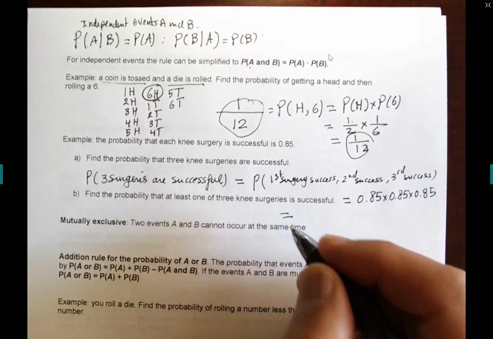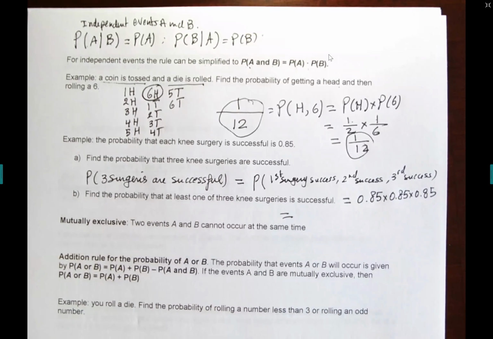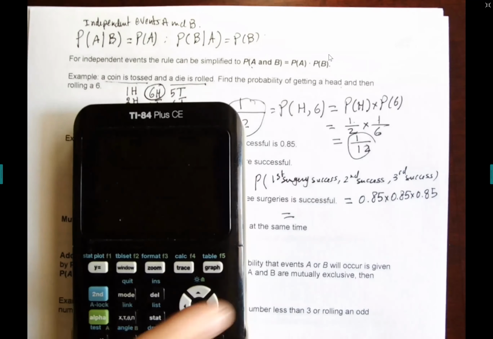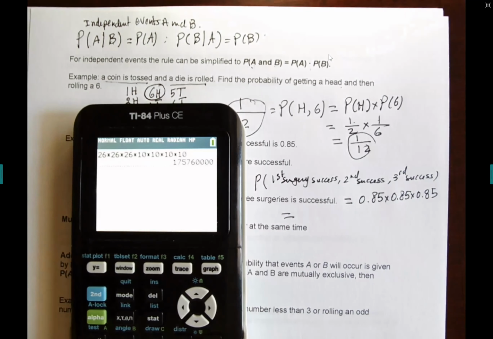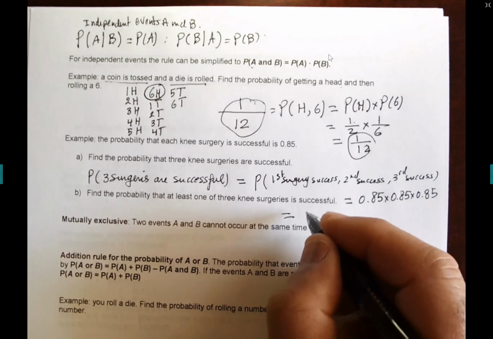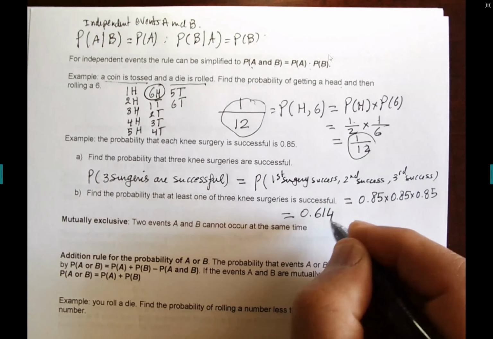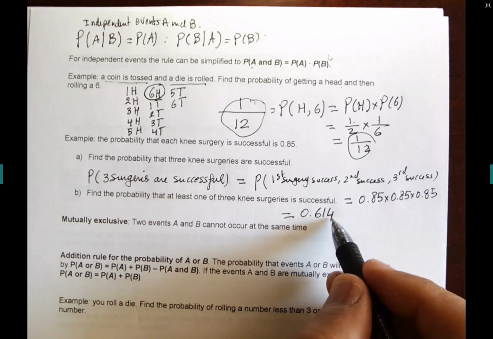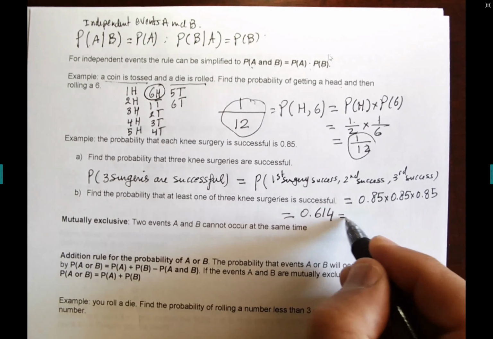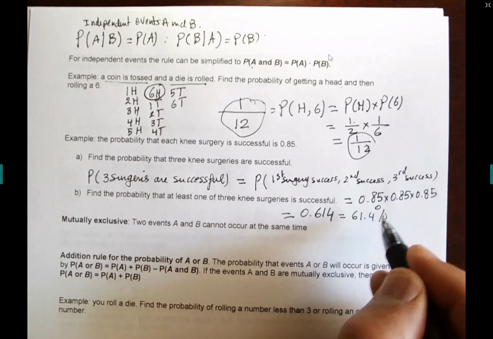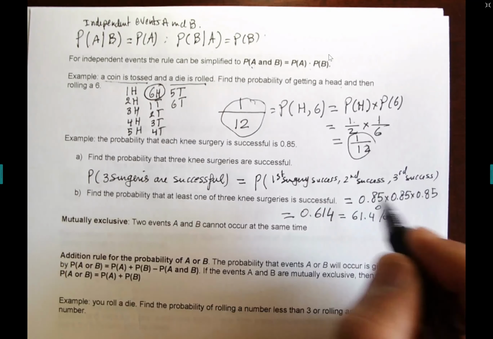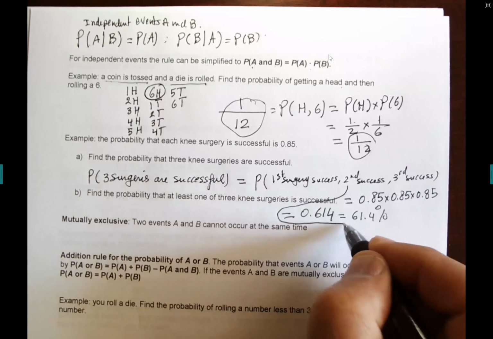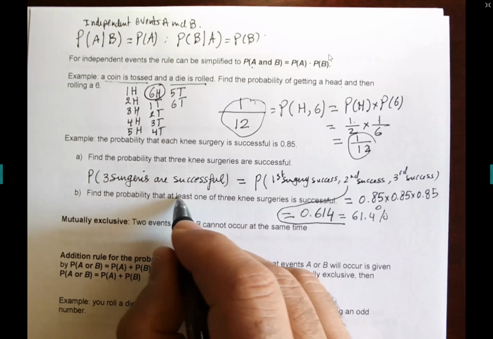Exactly. So let's do the math. 0.85 raised to the power of 3. And I got 0.614. Usually in the book online, you'll be asked to round to 3 or 4 decimal places for probability. You might also be asked to change the probability to a percent. If you change this one to a percent, it will be 61.4%, guys.